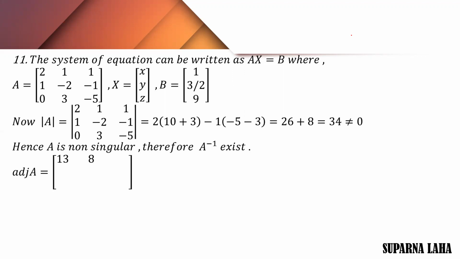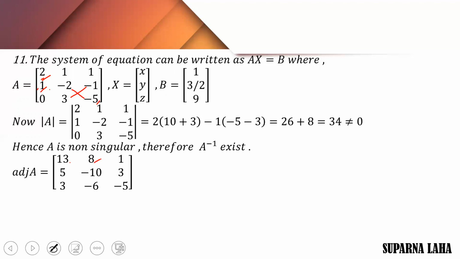Now if A inverse exists, first of all find adjoint A, that is take the cofactors and then take the transpose. So for 1, take this element 2, so cofactor of it, 5 into 2, 10, minus minus plus. So 10 and minus minus plus 3, 13. Look at here, 13. For 1, it will be minus 5 and minus 3. Minus 8, since this is the second element, so minus again added. So it will be 8.